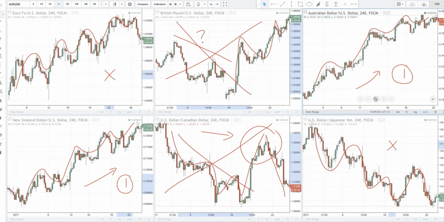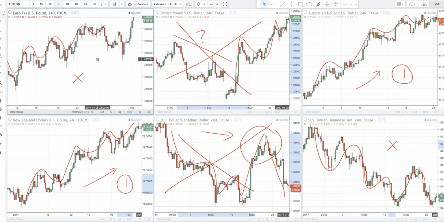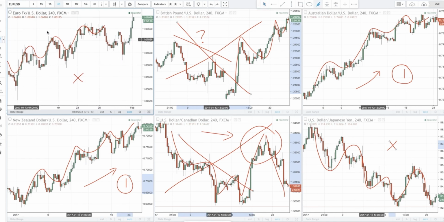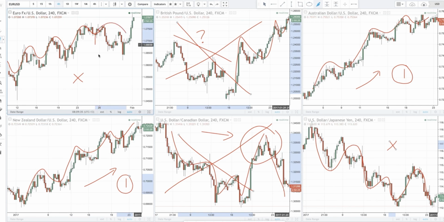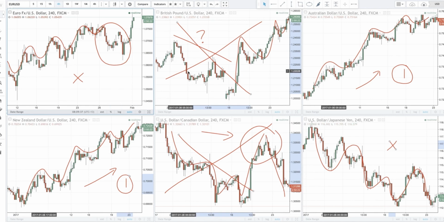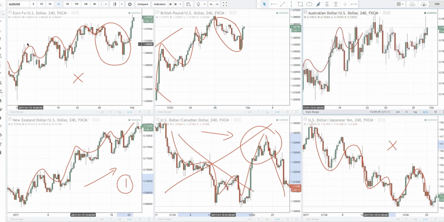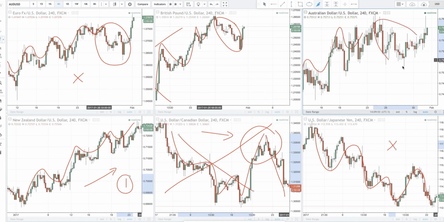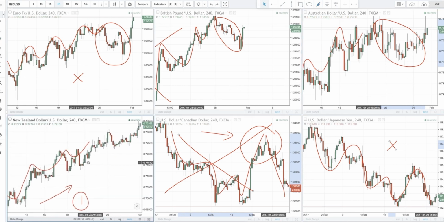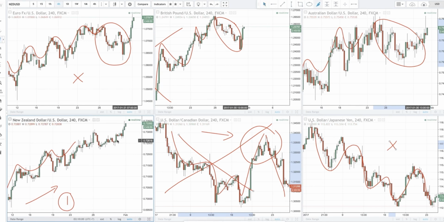Now, the final stage of all this stuff is show me the patterns working together. So when we see the pullbacks happening, okay, here is the pullbacks from here to here. I'm going to circle it. There's Euro USD. Okay, Pound USD pullbacks. It's there. Aussie USD pullback. There. Okay. New Zealand USD pullback. It's there.